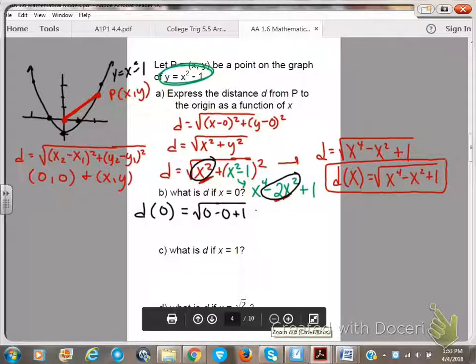Okay. So, underneath, what's the square root of 1? There you go. So how would you answer it? D of 0 equals 1. Good. D of 0 equals 1.